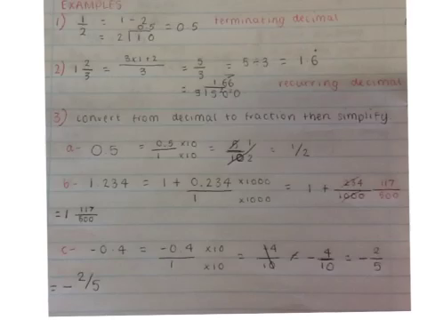Now, if we want to convert from decimal to fraction, okay, how do we do that? Let's have a look at this first example here. 0.5. Don't forget, 0.5 is the same as saying 0.5 divided by 1.